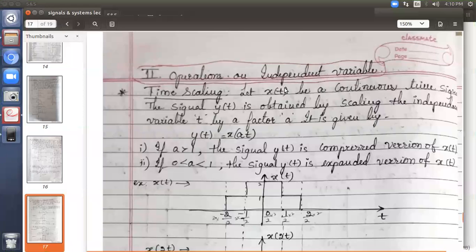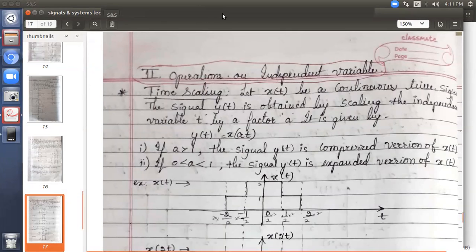Okay. Good afternoon, all. Today we are going to discuss the operations performed on the independent variable. Dependent variable operations we have already seen in the previous session. That is the operations on amplitude scaling, addition, subtraction, multiplication, and differentiation and integration. Today we are going to deal with the operations on time variable t. In continuous time it is t, in discrete time it is a small n.